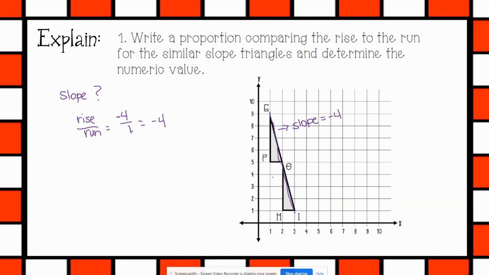Since these are on the same line, I really should have the same slope for both of these. So let's look at triangle GHI. To get from G to I I would have to go down 1, 2, 3, 4 units. So that would again be -4. Then I would have to go right 1, so that would be +1, which would give me a slope of -4. So this triangle also has a slope of -4.